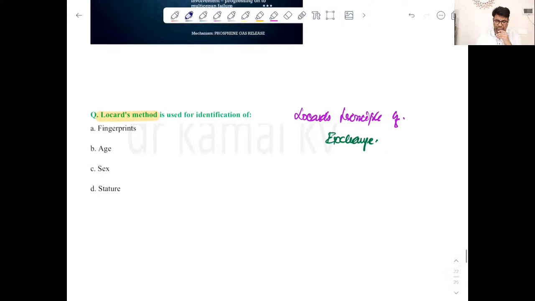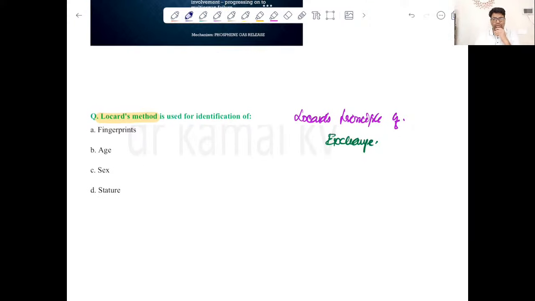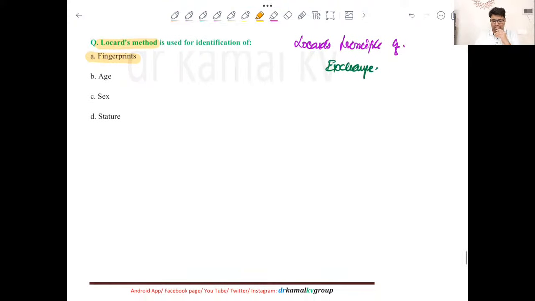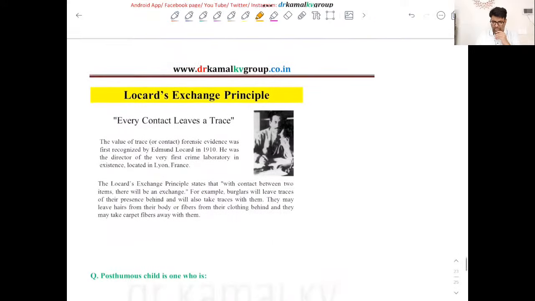And of course, if someone is doing a crime, there might be fingerprints on any gun, or some objects or whatever. So there might be fingerprints of the accused. So this is what Locard's principle of exchange actually defines, right?